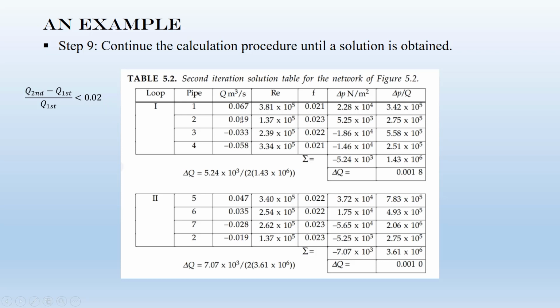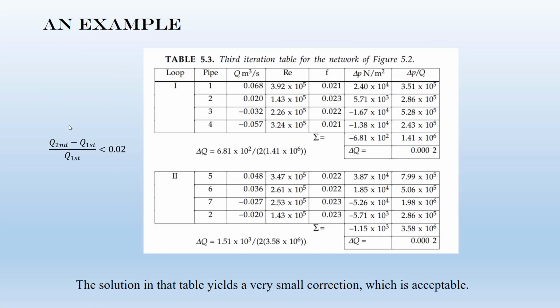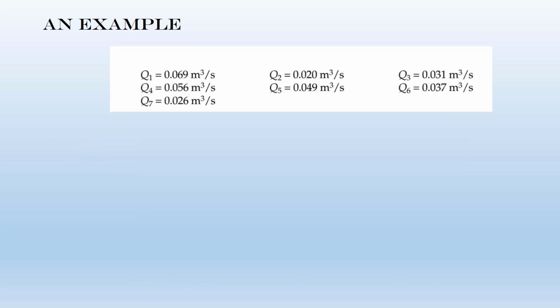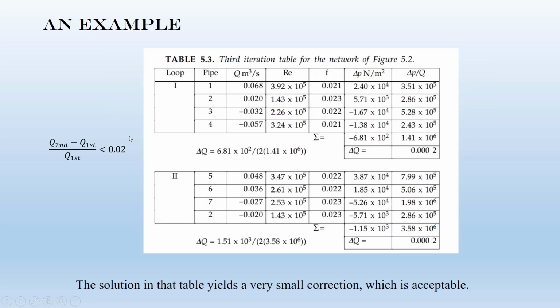If you have two pipes that satisfy this requirement, and then you have two pipes that don't satisfy this criteria, you need to repeat this procedure, this iteration, and then when all pipes satisfy this 2% error, you are good, and then you can stop the iteration procedure. So after all calculation, these are the values for the Q.